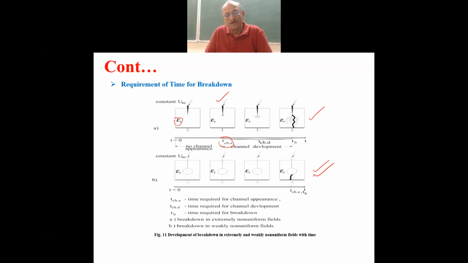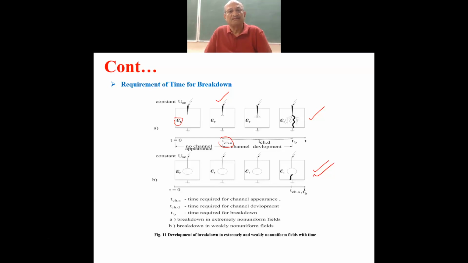And that is true even for solid and liquid dielectrics. We had learned it for gaseous dielectrics. But in solids and liquids also, when the field configuration is that of weakly non-uniform field, no partial breakdown activity takes place. Yeah, it may happen that because of some foreign particle in the dielectric, the field intensity enhancement takes place.